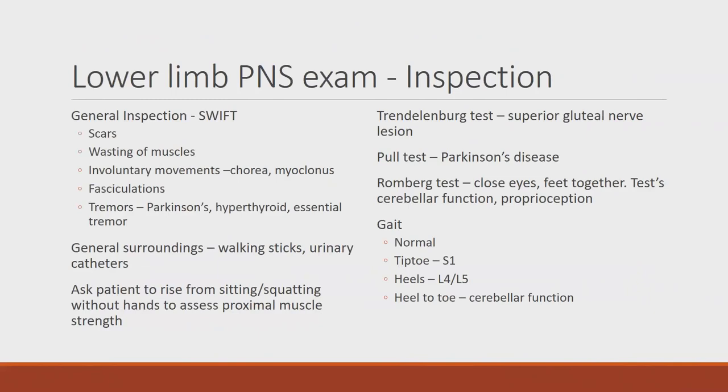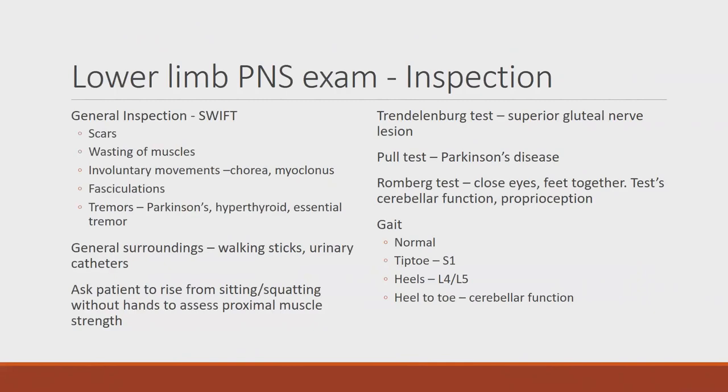Okay. So general inspection, I use the mnemonic SWIFT: scars, wasting, involuntary movements like chorea, myoclonus, which is kind of like chorea, fasciculations, tremors. And then you want to look around their surroundings, ask them to stand because you want to check their muscle power. Obviously, if they can't stand up without using their hands, they're going to have decreased power. So you can start to anticipate that when you're checking for power.